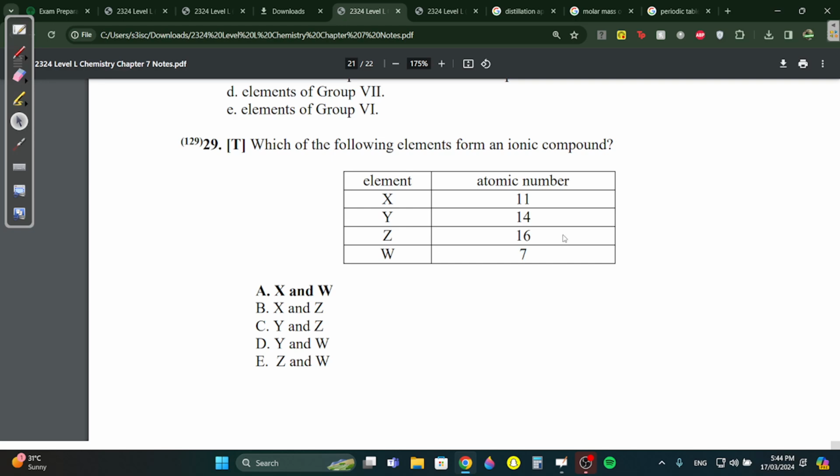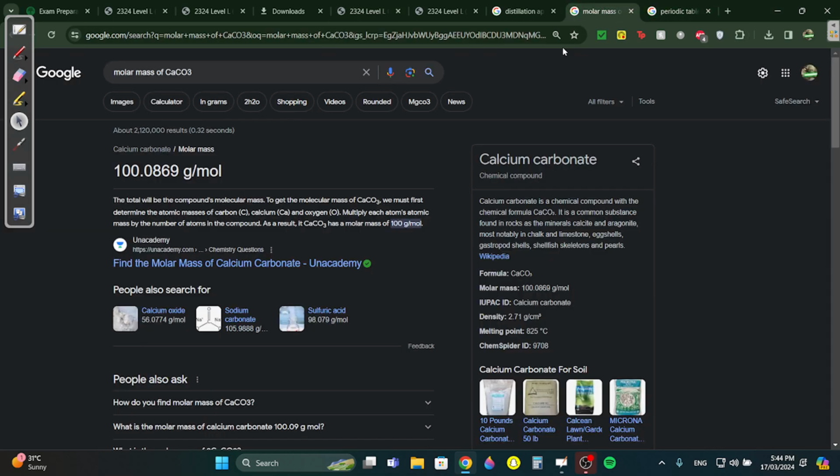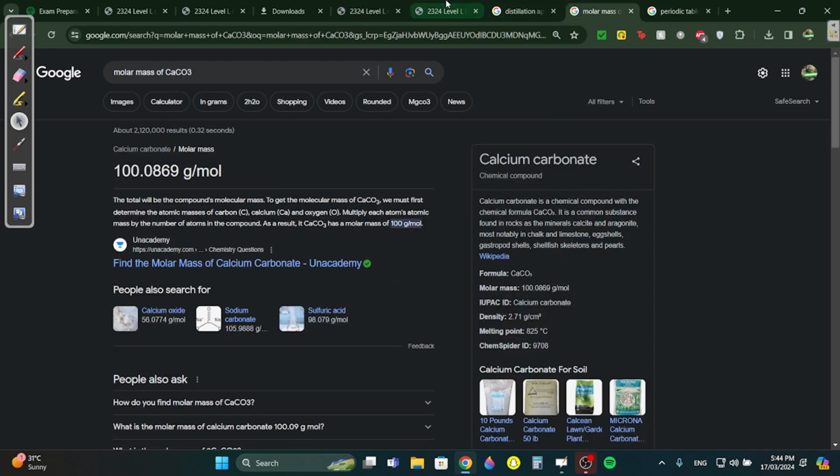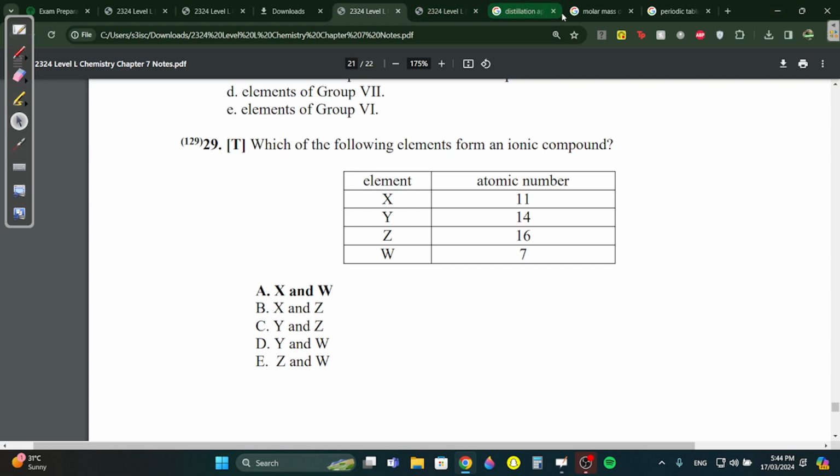Hold up. Why is it X and Z? X and Z is wrong. X and W. What's X and W anyway? 11, 7. And X and Z. Wait a minute. X is 11. Look, part A, X and W is correct. Wait, I will see them. Let's identify all of these.